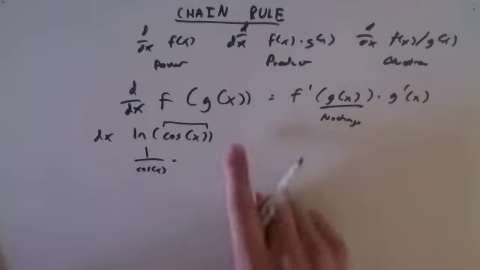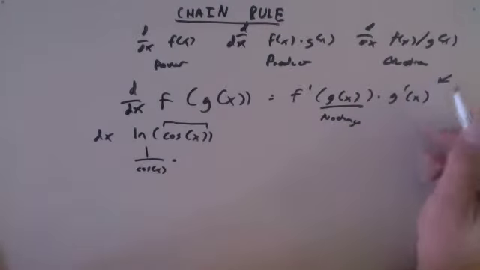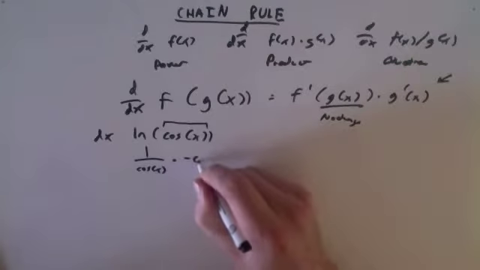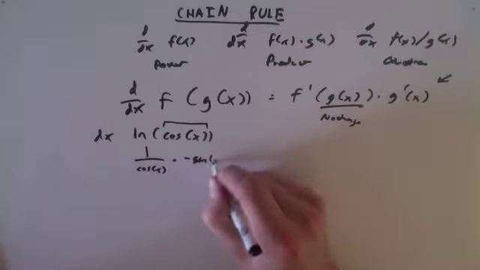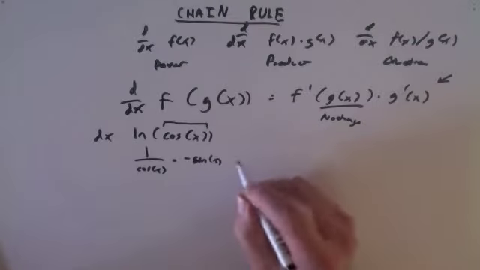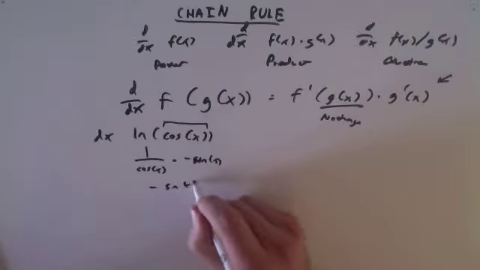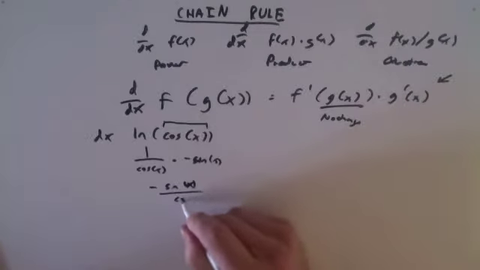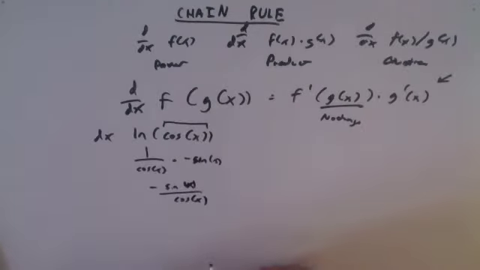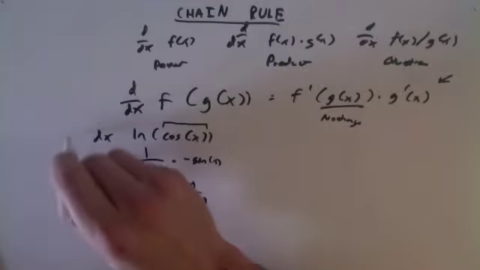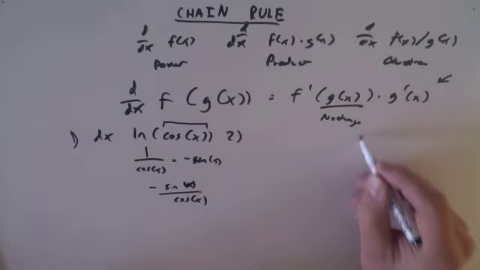And then I'm going to multiply it by the derivative of the inside. What's the derivative of the inside? Negative sine of x. So this becomes negative sine of x over cosine of x. Alright, so this is example 1. Let's do 2 more examples.